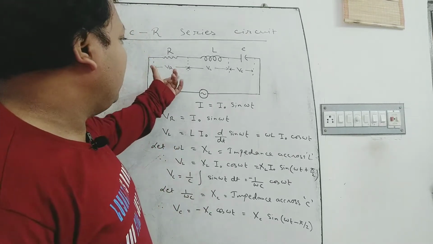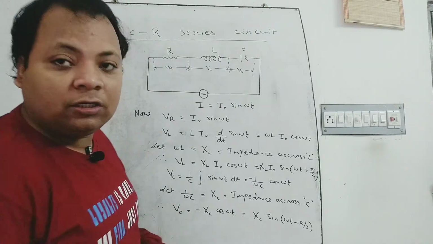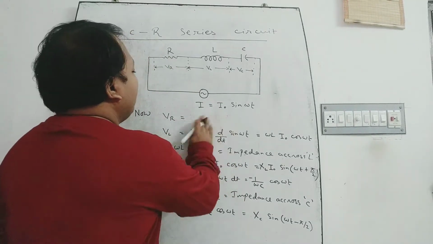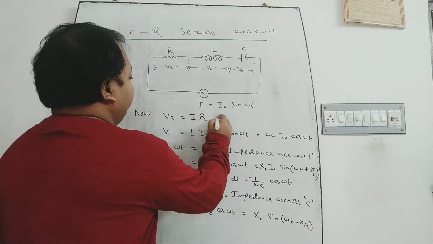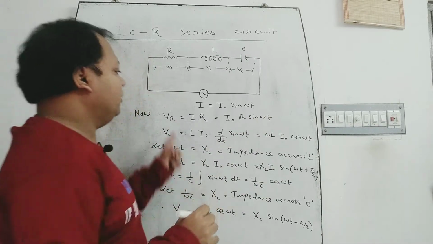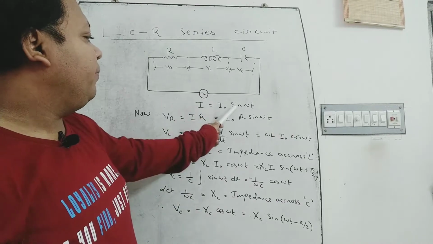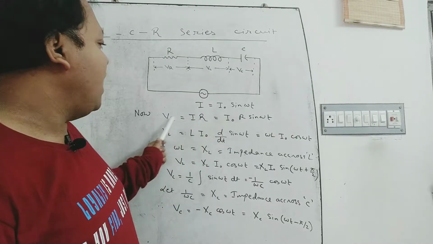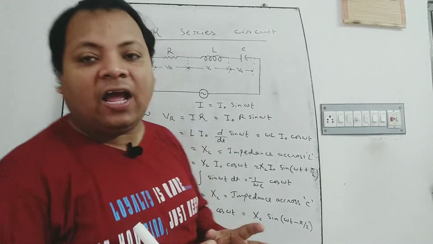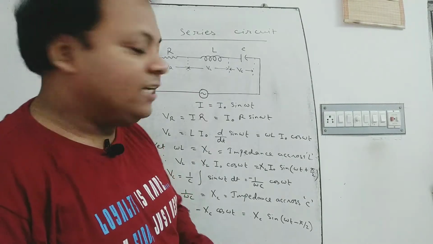Here VR is equal to IR, which is equal to I0 sin ωt. Here VR and I are in the same phase. That is, the phase difference between I and VR is 0.